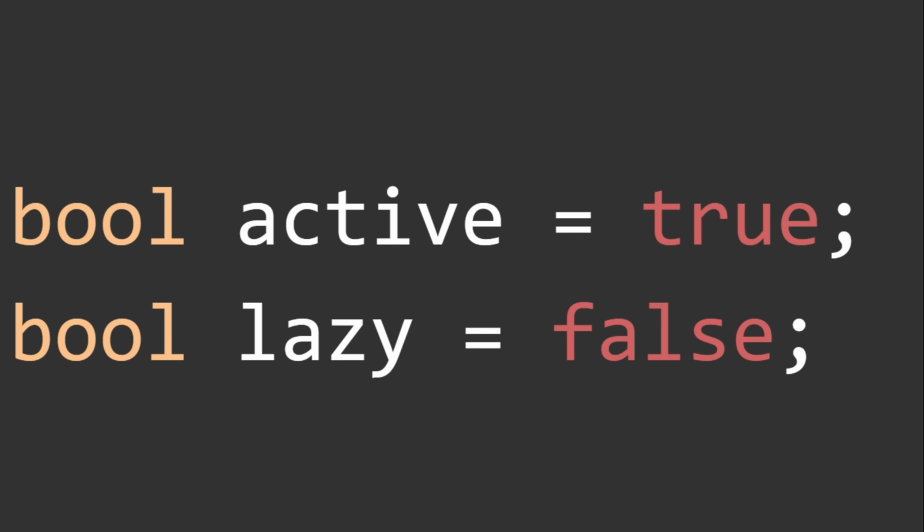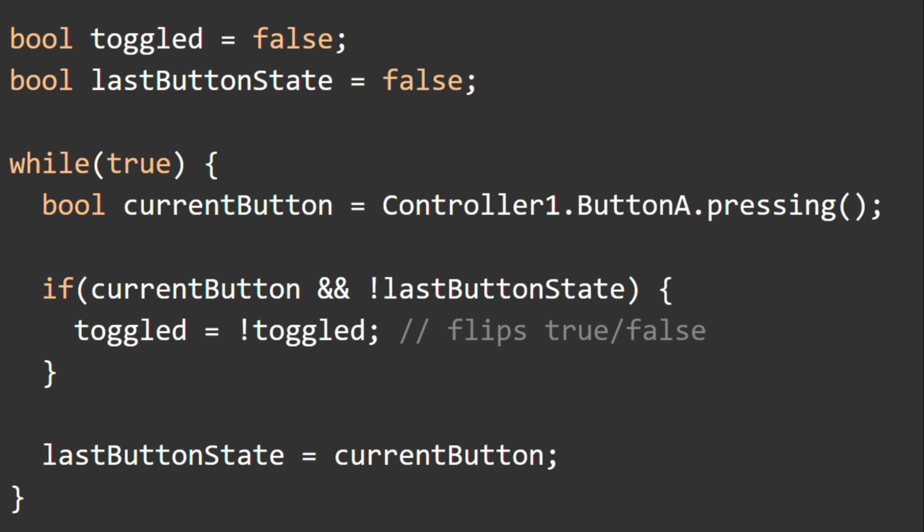The next variable type are booleans. These are true and false values. These values store the word active as true and store the word lazy as false. You use this when you want to toggle between two options like on or off, yes or no, true or false. For example, if a button is pressed, you can set a boolean to true, and if it's not pressed, it's false. This helps the robot make a decision.